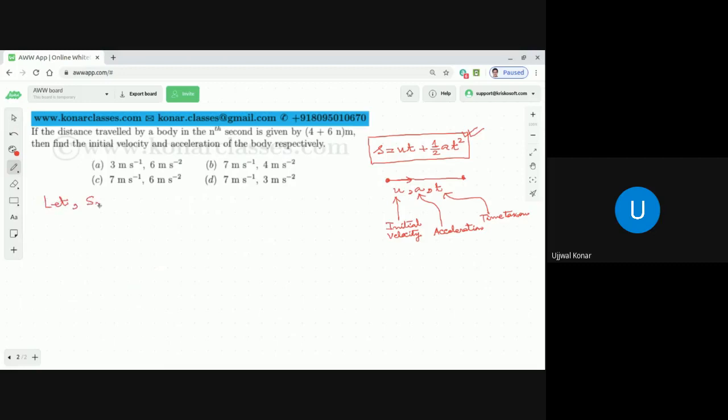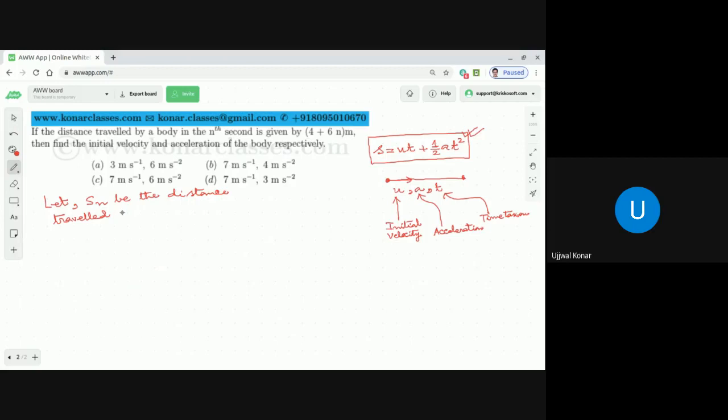Let Sn be the distance. See, my handwriting is not good today. Because of this digital board, the pen is not working very properly. Sn be the distance traveled. But all of you are able to view it, na? Able to recognize what I am writing, right? Yes, sir. Okay.